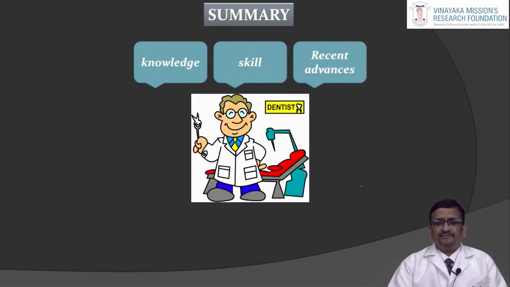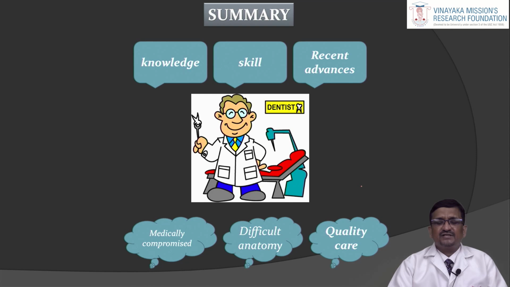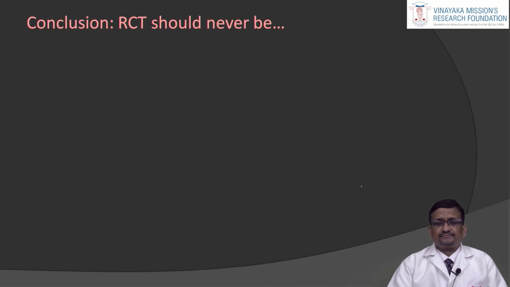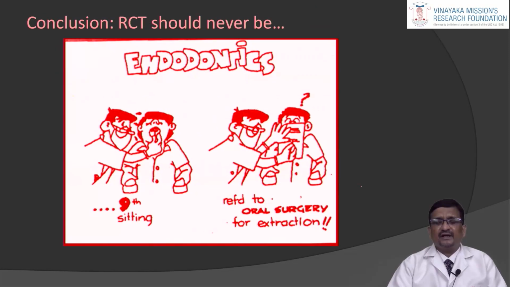Okay. So in summary, a dentist should equip himself with skill, with the help of his knowledge, and have knowledge about recent advances. And that will help him in dealing with patients who are medically compromised or with difficult anatomy, and in providing quality care. So I give you the following references here. And then in conclusion, I always say RCT should never go into a 9th sitting and then be referred to surgery for extraction. If we follow all these proper steps meticulously and do not fall into the trap, we can do a successful RCT with predictable success.